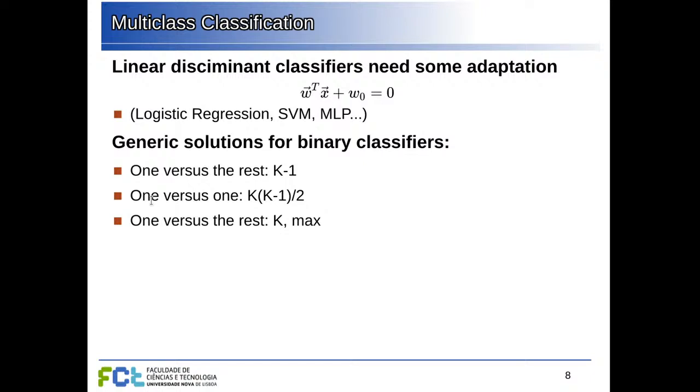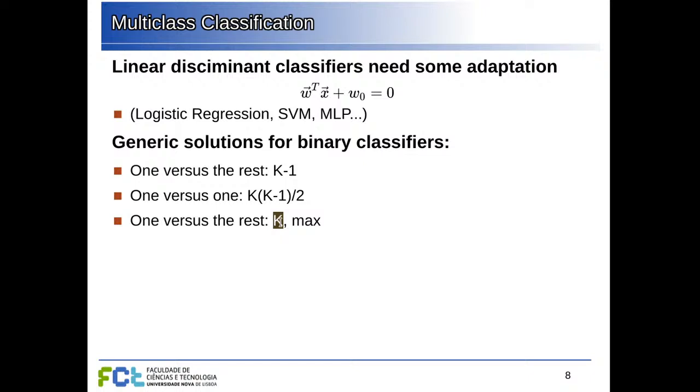So we'd have a number of classifiers equal to the number of classes multiplied by the number of classes minus 1, divided by 2, because this is the number of different pairs that we can form with k classes. Or we can just train k classifiers, each one trained to distinguish one class versus the rest, and then use the maximum of the value of the decision function of the classifier.